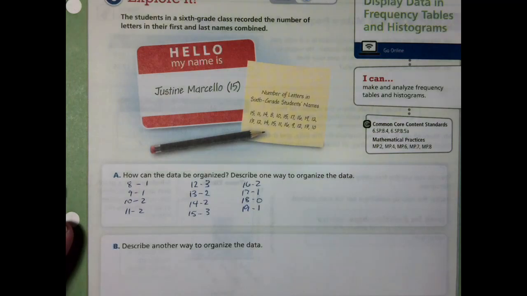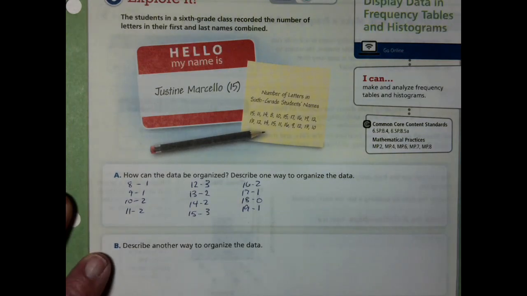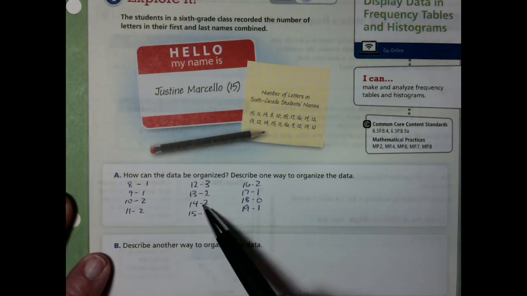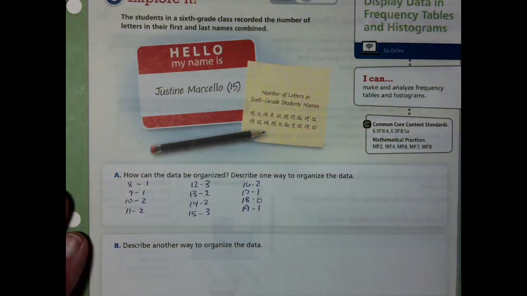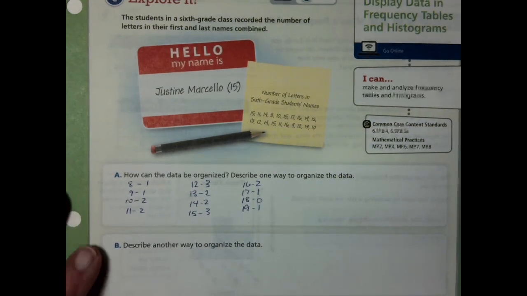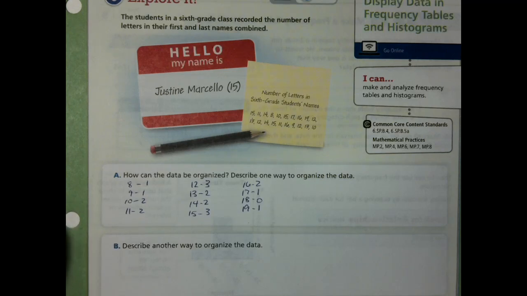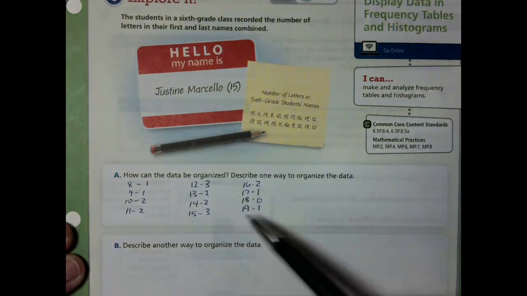Let's see. Well, I've got 1, 2, 3, 4, 5, 6, 7, 8, 9, 10, 11 different numbers. So I couldn't group them because I couldn't group them evenly. These are called numerical ways to write it down.